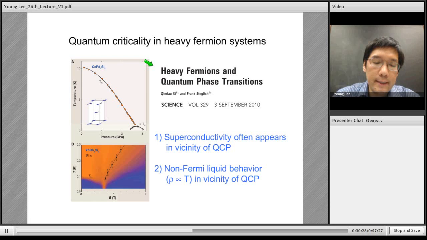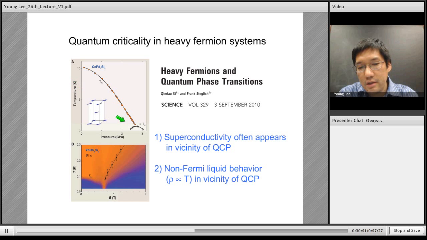So some things that are quite interesting in the heavy fermion systems is that in this particular compound, if you change the pressure, you can reduce the Néel ordering temperature, and as you go to a high enough pressure, in the vicinity where this Néel temperature disappears, that should be a quantum phase transition, you actually see a superconducting dome.